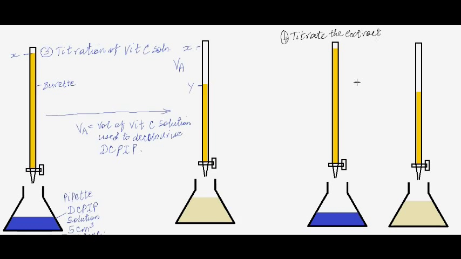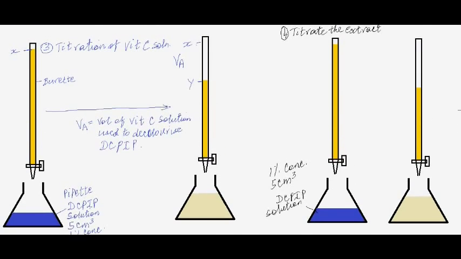So again, the DCPIP solution should have the same concentration and the same volume, 5 cm³, 1% concentration. Now this should be a fixed value. Every time you repeat this experiment, these values should be constant.